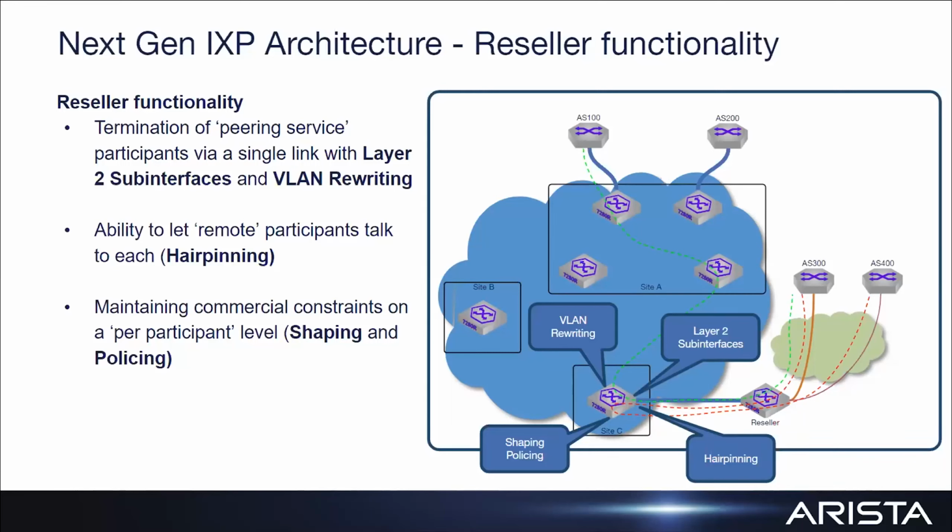The remote participants should also be able to talk to each other. This is achieved with a feature called hairpinning. And last but not least, we should be able to maintain the commercial constraints on a per participant level. So if someone bought a gigabit service, we should shape it down and police it to a gigabit service, so he's not able to transmit more and probably impact other customers on the same link. Next slide, please.